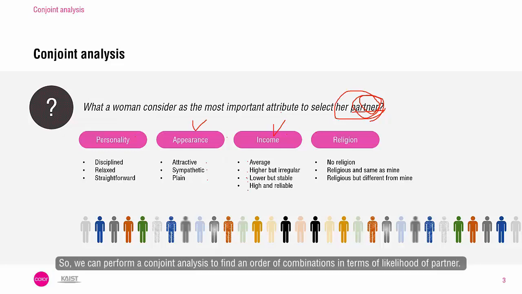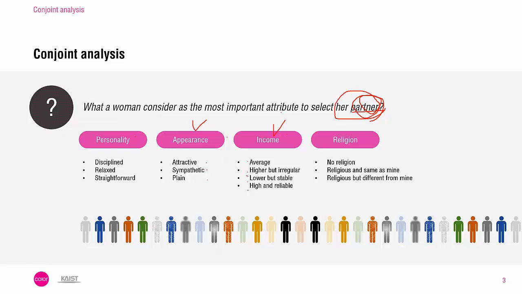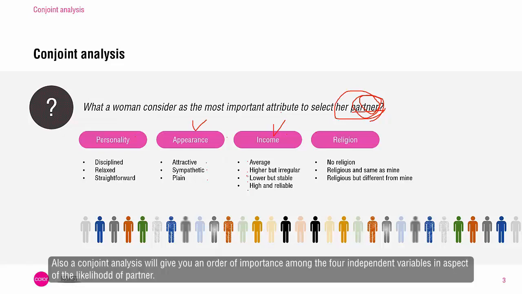So we can perform a conjoint analysis to find an order of combinations in terms of likelihood of becoming her partner. Also, a conjoint analysis will give you an order of importance among these four independent variables in aspect of the likelihood of becoming a partner.